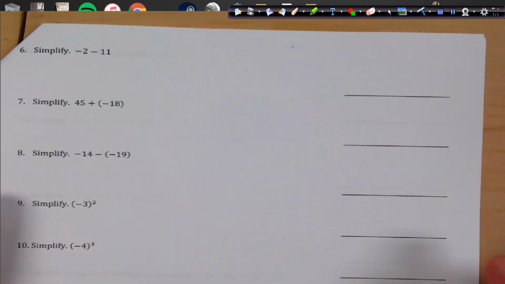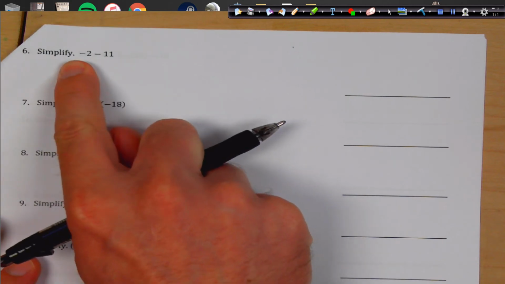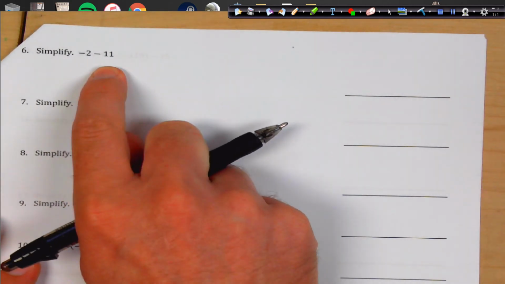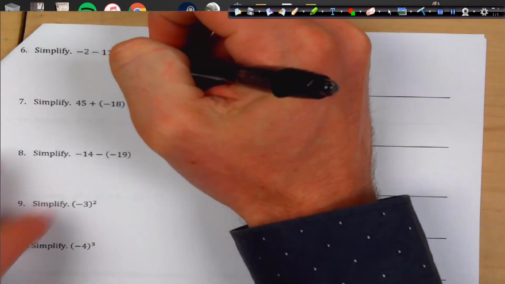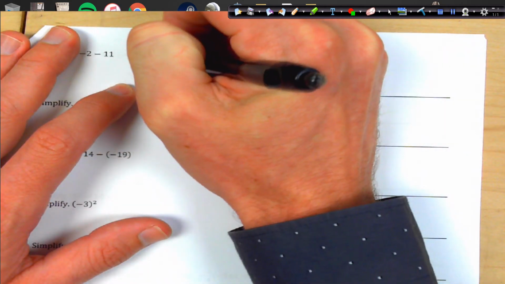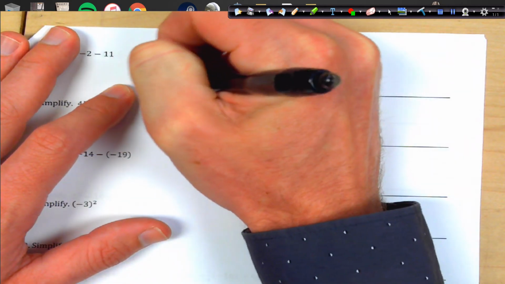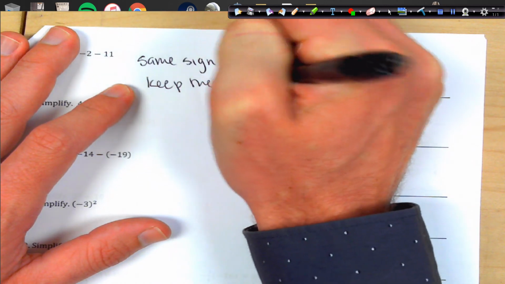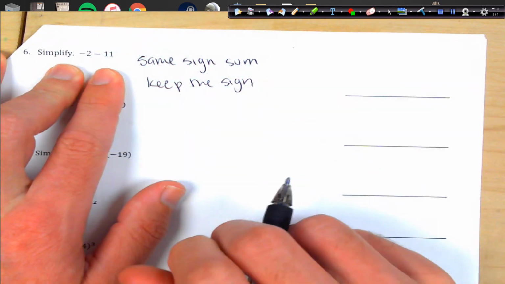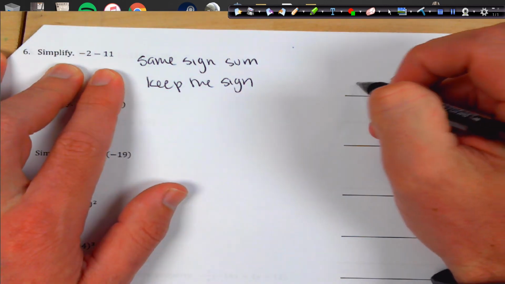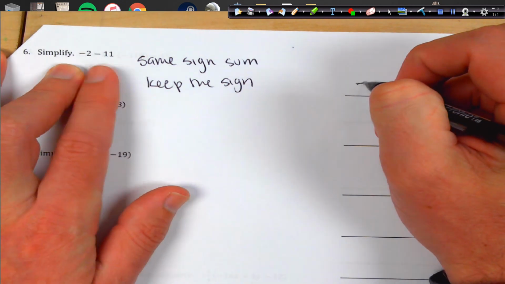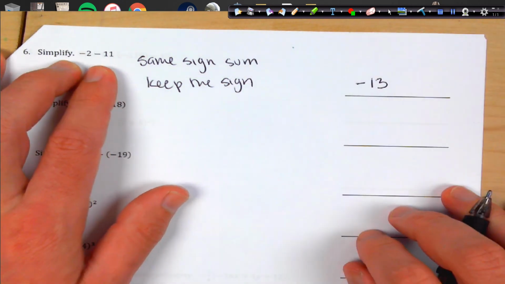All right. Here are some flags. We got negative 2 minus 11. So again, we could draw the number line, but I know if it's negative 2, I'm going to keep getting more negative. So another thing we like to say is same sign sum, keep the sign. So we have two negatives, so we're going to sum them, and we are going to keep the sign of the negative, and we're going to get negative 13.